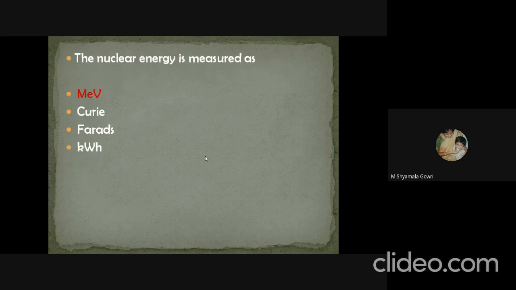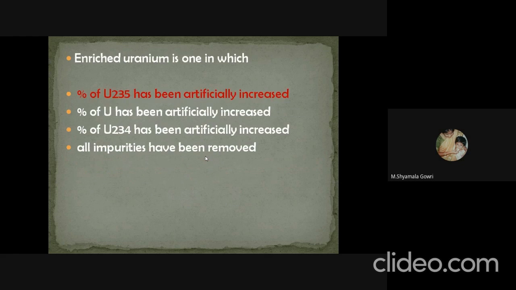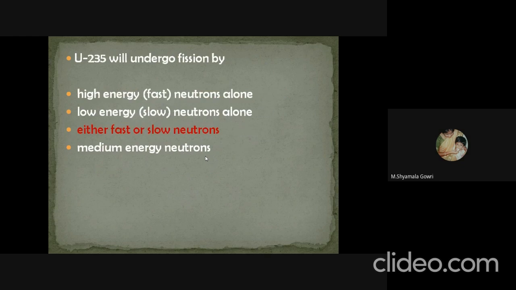Nuclear energy is measured in MeV. A nuclear unit becoming critical means a chain reaction that causes automatic splitting of fuel nuclei has been established. Enriched uranium is one in which the percentage of U-235 has been artificially increased. U-235 will undergo fission by either fast or slow neutrons.